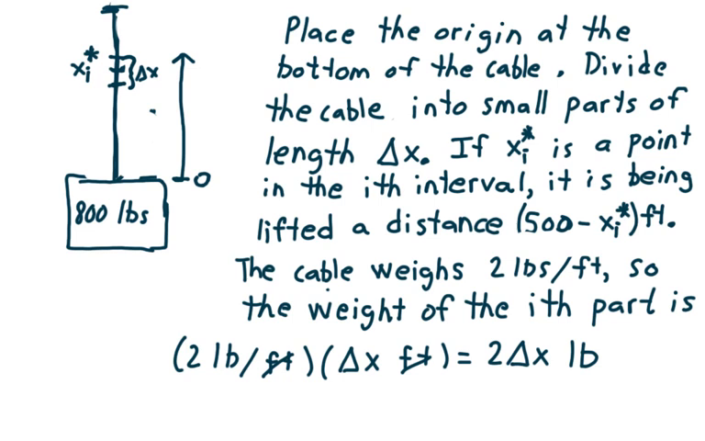So remember, 500 is the length of the cable, and I'm subtracting off the distance from 0 to x sub i star. And that's where I'm getting 500 minus x sub i star feet. The cable weighs 2 pounds per foot. So the weight of the ith part is 2 pounds per foot times delta x feet, which is 2 times delta x pounds.